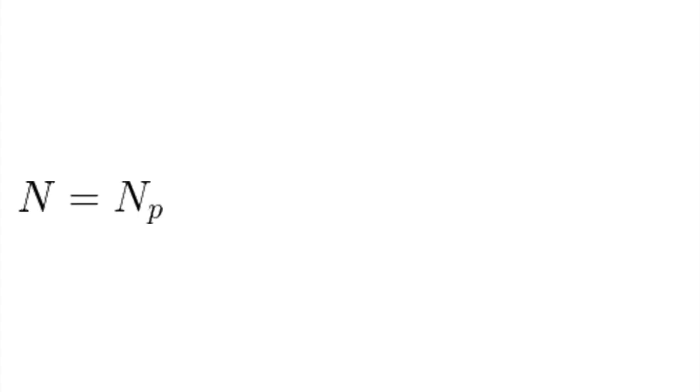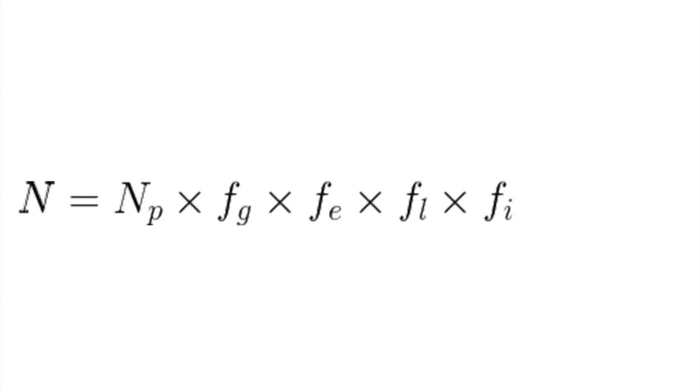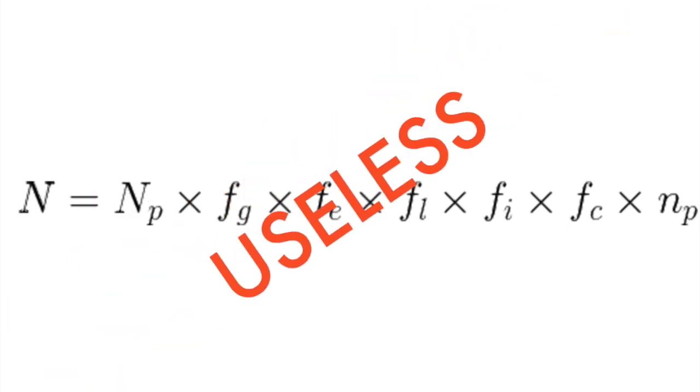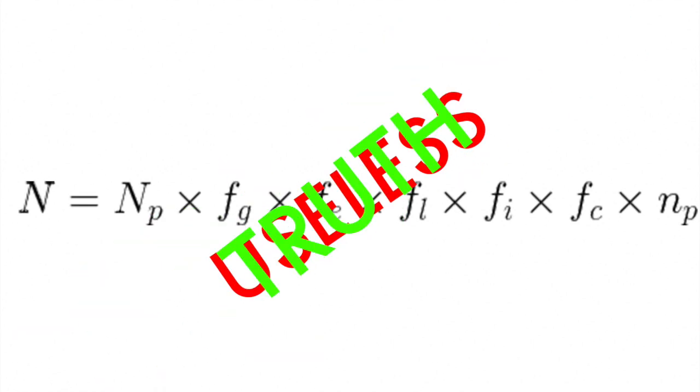The final revised equation is as such. The number of civilizations in the galaxy equals the number of planets or rogue planets in the galaxy times the fraction of these planets in the galactic habitable zone times the fraction of those which are potentially habitable times the fraction of these planets which have life right now times the fraction of life-bearing planets which have intelligent life right now times the fraction of intelligent life that is communicating right now times the average number of bodies a civilization is inhabiting right now. I personally would not find this equation very useful at all, and yet, to tell the truth, this is what it all comes down to.